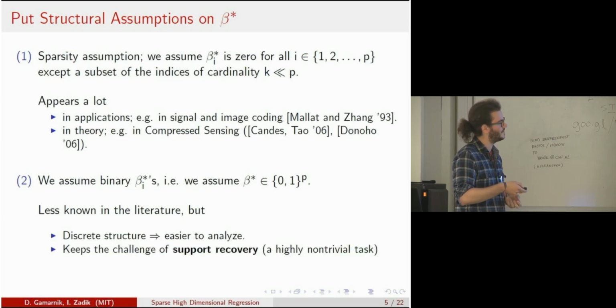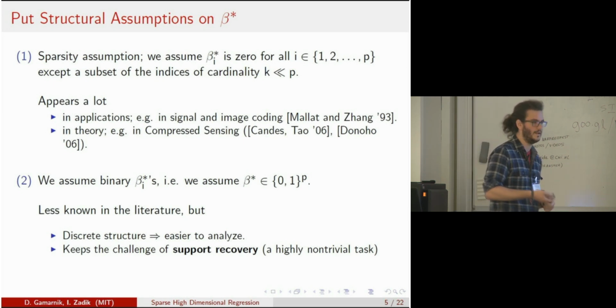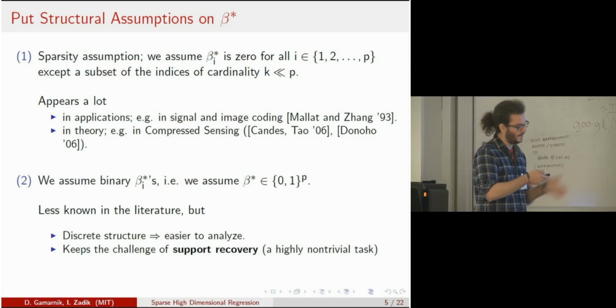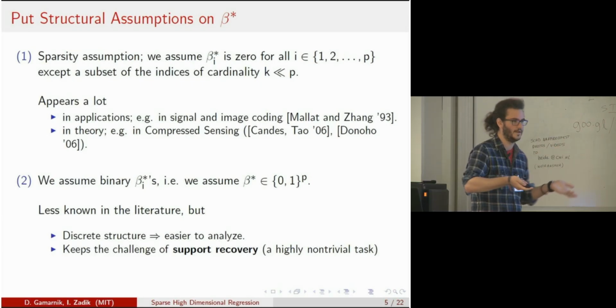If you're familiar with sparse high-dimensional linear regression, you know that one of the essential tasks, and maybe one of the highly non-trivial tasks, is to find, based on the noisy linear observations, where the vector beta star is supported. What are the non-zero entries? And the support recovery is still there. The moment you find the support, you're essentially done.